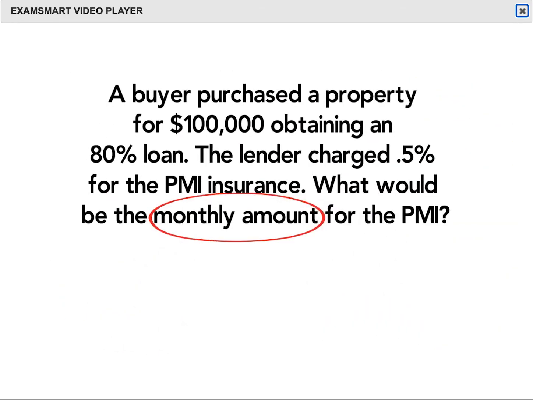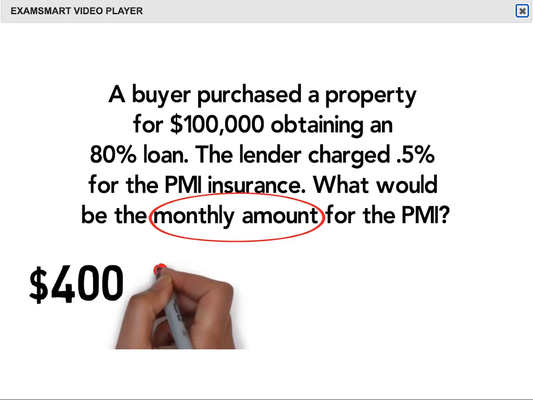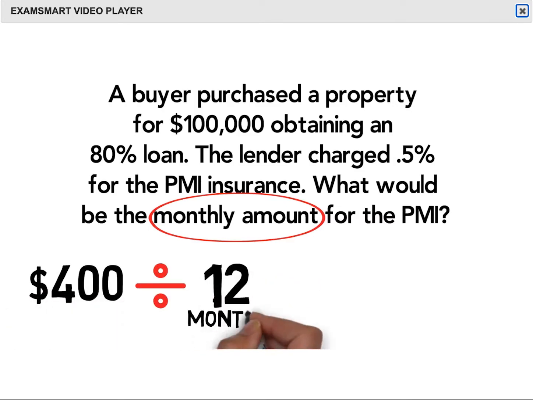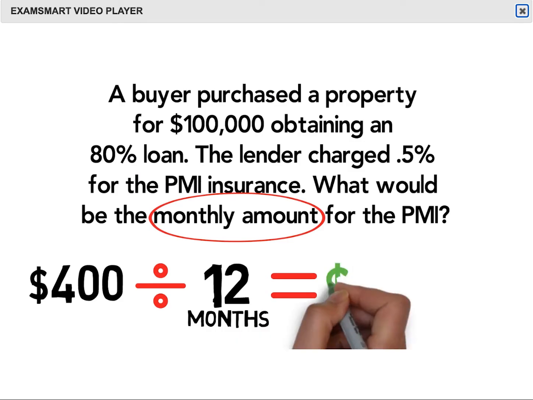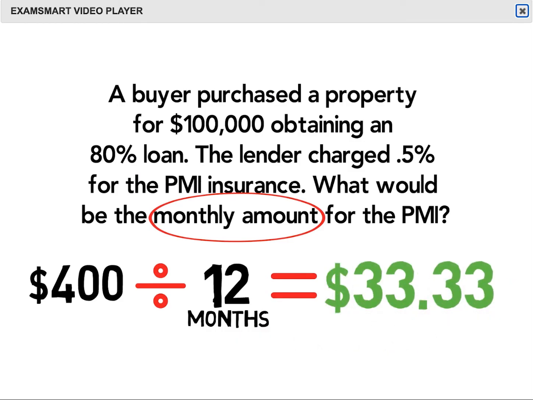But notice the question asks for the monthly amount for the PMI. The PMI is equal each month. So we simply take the $400 and divide by 12 months. That will give us the monthly amount for the PMI of $33.33. That would be our answer.